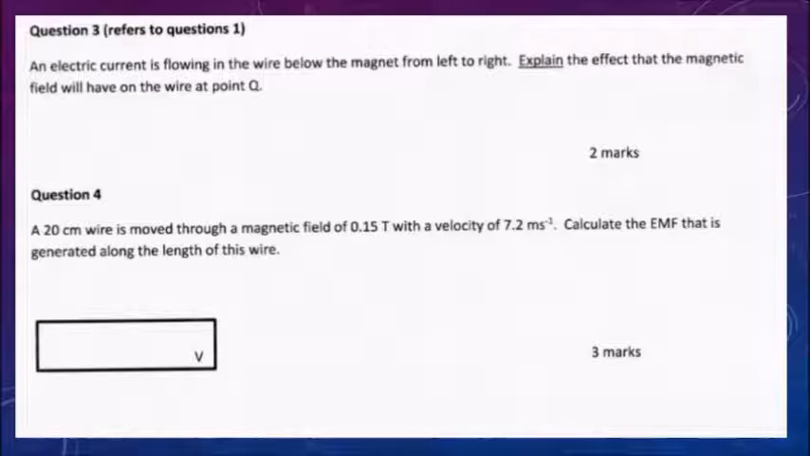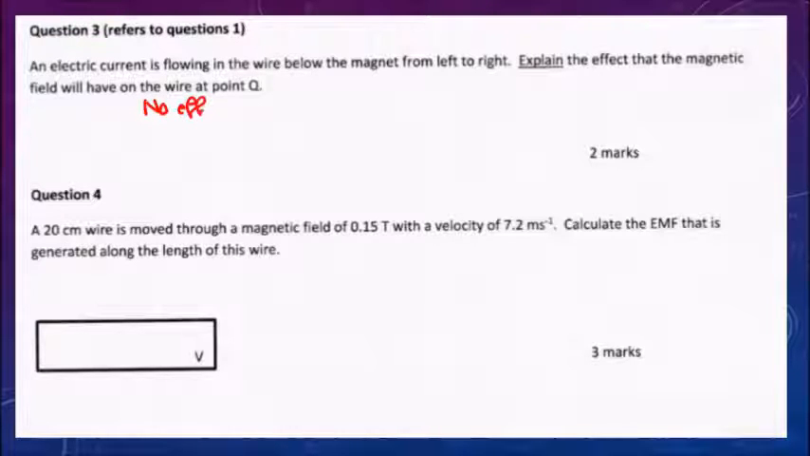Question 3 refers back to question 2. It says there is an electric current flowing in the wire below the magnet from left to right. Explain the effect that the magnetic field will have on the wire at point Q. This is a bit of a trick question because it will have no effect.